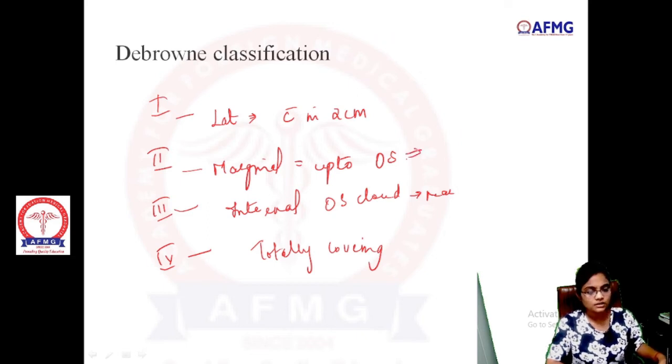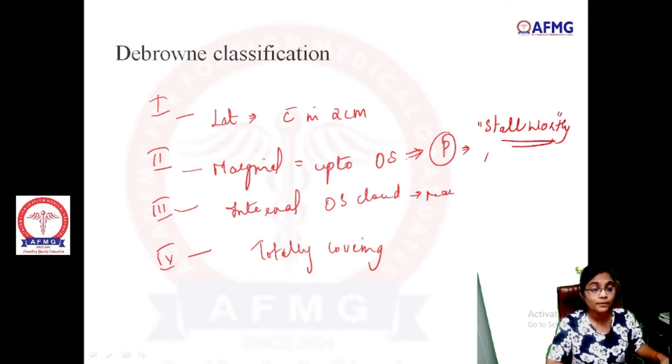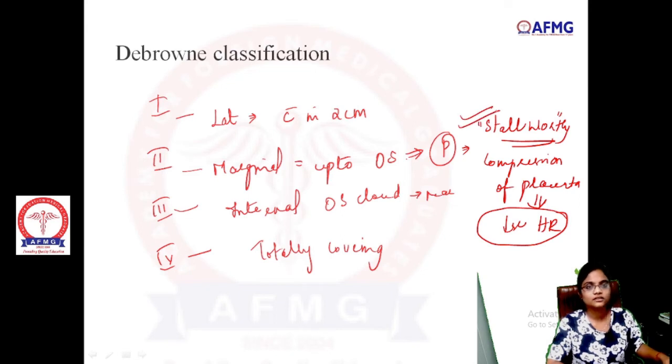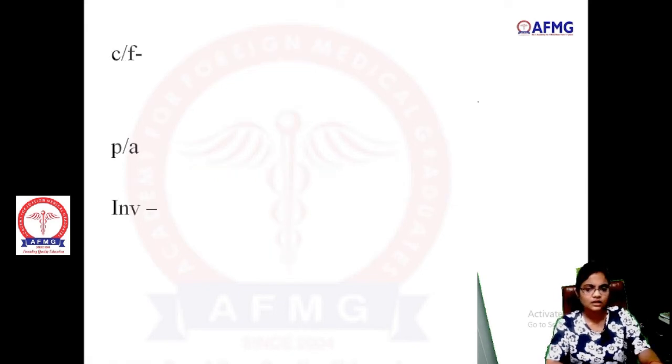In the marginal placenta, especially with posterior covering, you can see a sign called the Stallworthy sign. What happens? Because of compression of the placenta, the fetal heart rate can decrease. So that is called the Stallworthy sign. Clear?